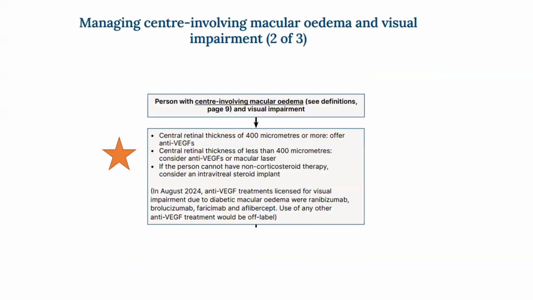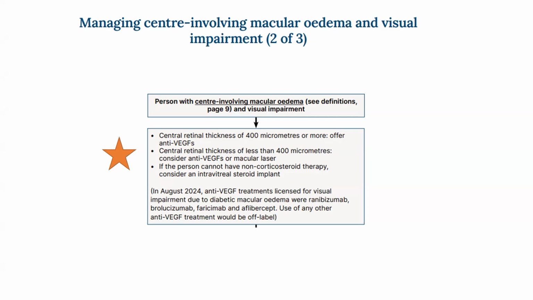Now, the guidelines, as I mentioned, clearly specify that if the person has center involving macular edema and visual impairment, as our patient did, with a central retinal thickness of 400 micrometers or more, immediately offer anti-VEGF therapy, as was the answer in this question. On the other hand, if the central retinal thickness is less than 400 micrometers, consider either anti-VEGF, or we also have the option of offering the patient macular laser. So here we have two options if the retinal thickness is less than 400 micrometers.